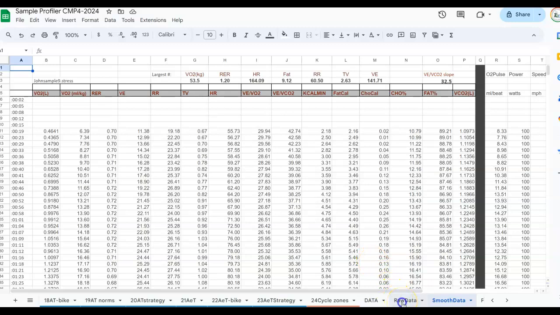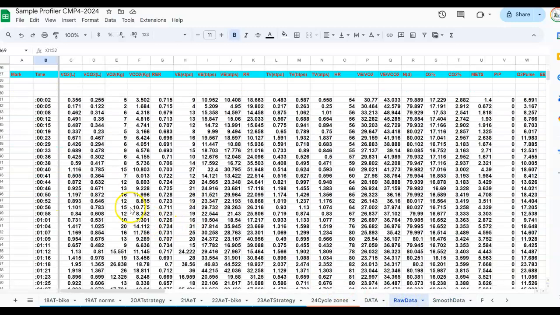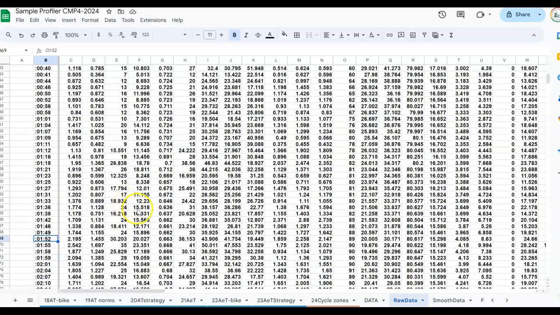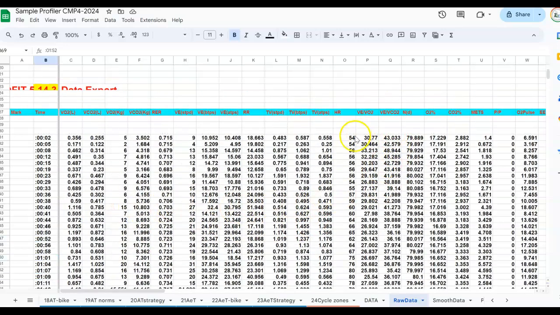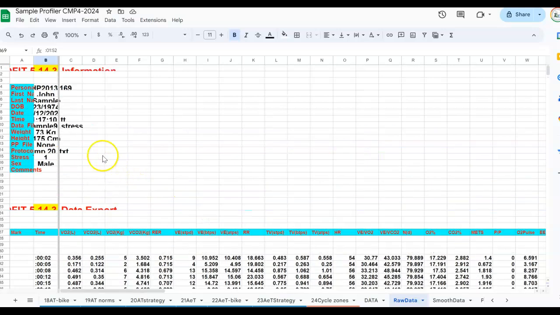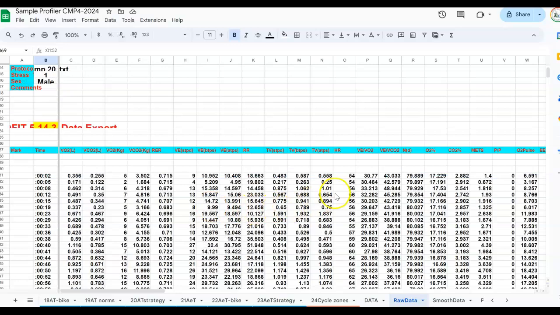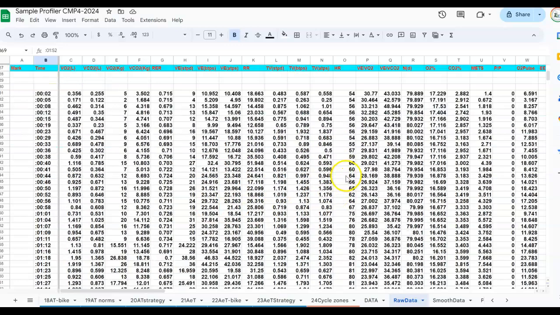Sometimes your raw data may have some real significant outliers. So the first thing I'll look at to clean up the data, this is another format for a different analyzer. That's why it doesn't look the same as the one before. But I'll look at the heart rate first.